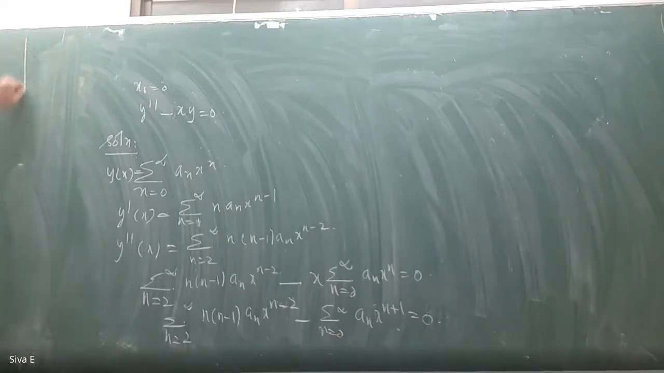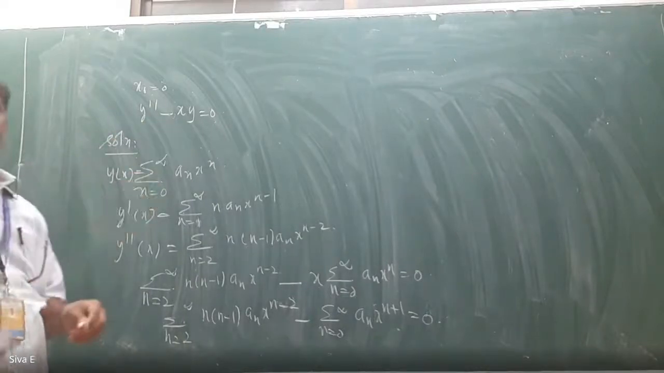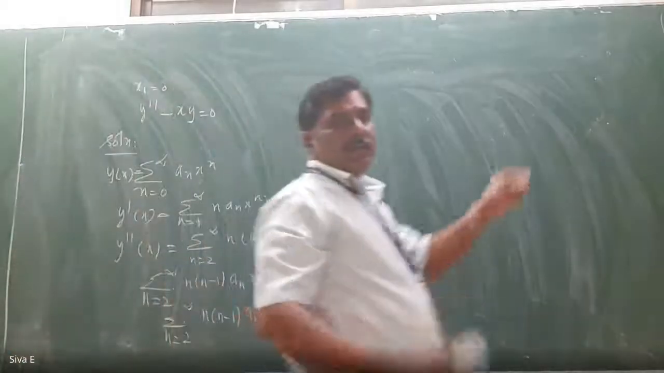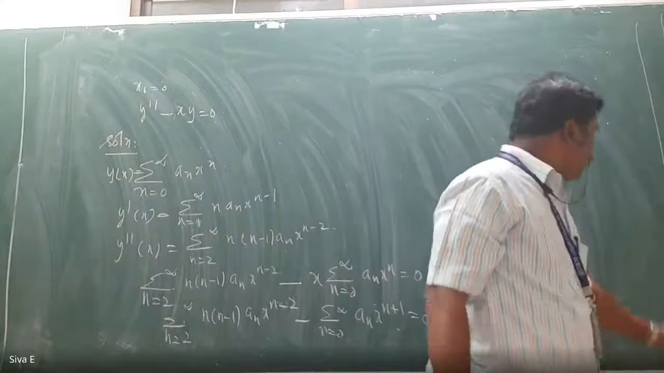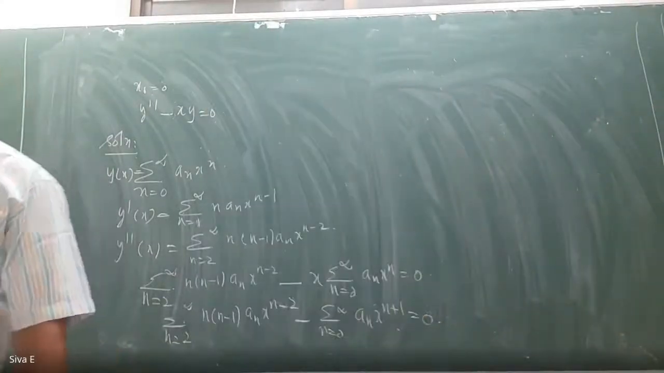So in the last class, given the problem y double dash minus xy equal to 0, we have to find the series solution. So how to find the series solution?